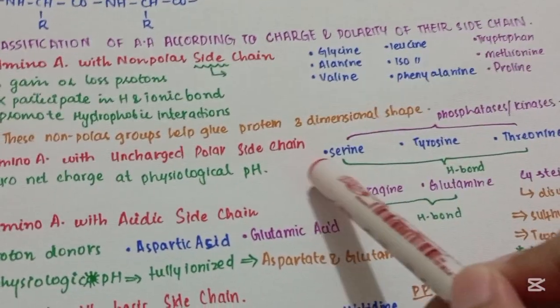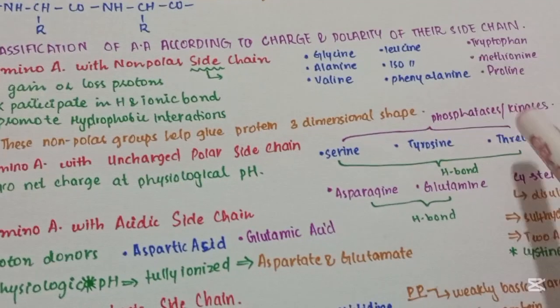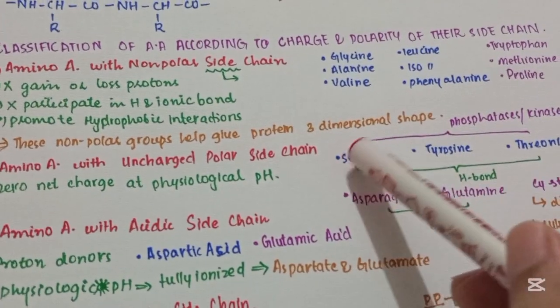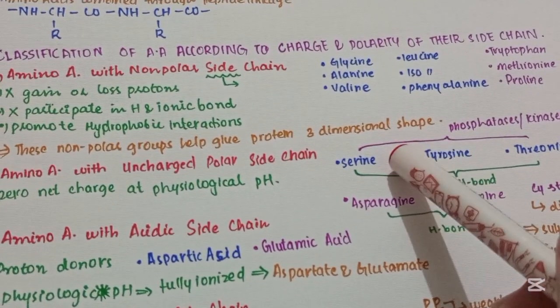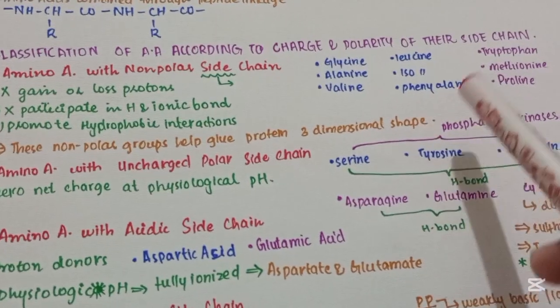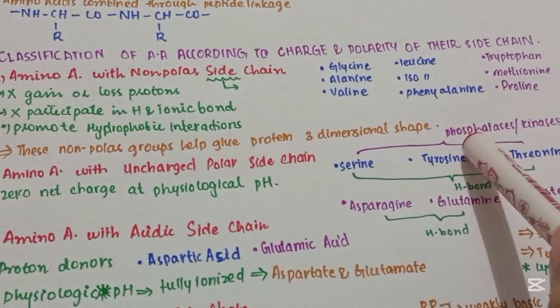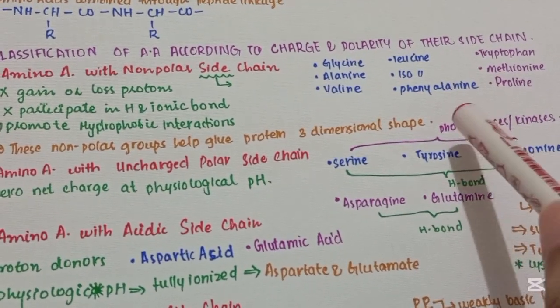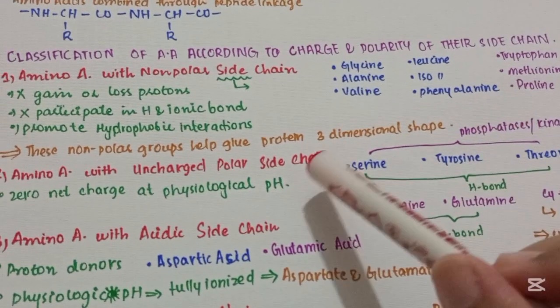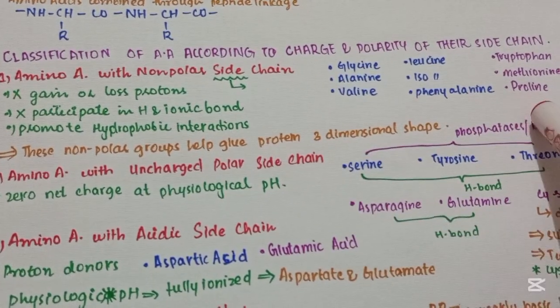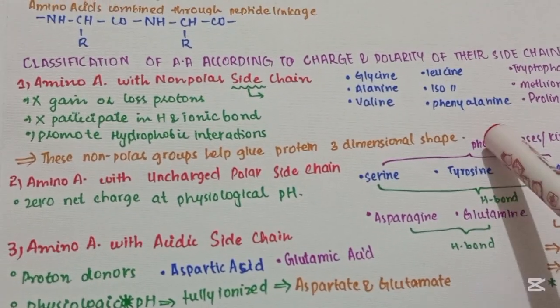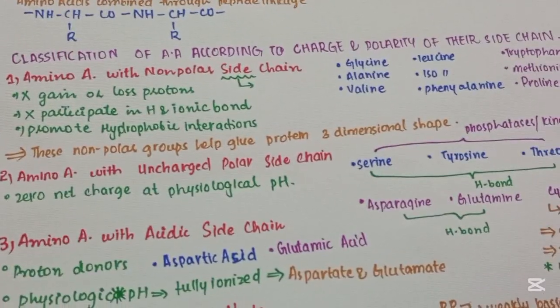Serine, tyrosine, and threonine also serve as sites for phosphate group attachments, which means that they act as sites for the activity of phosphatases and kinases. Phosphatases are the enzymes that remove phosphate groups, and you know what kinases do? Kinases add phosphate groups.